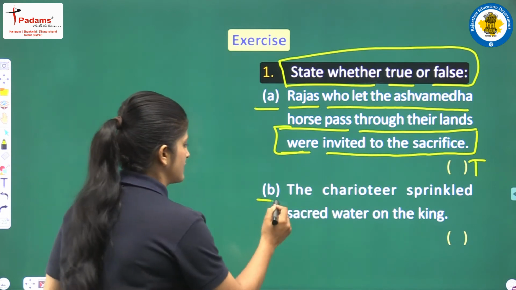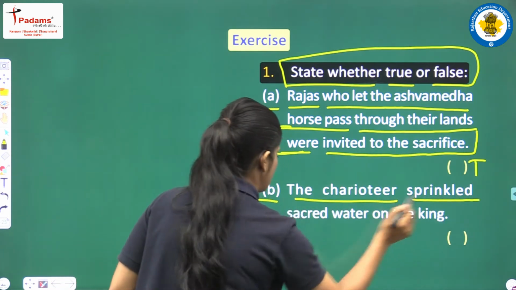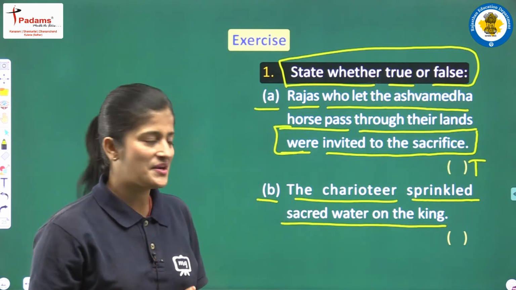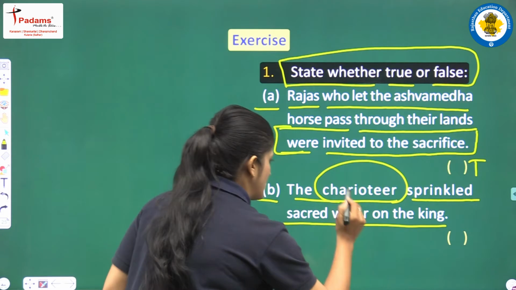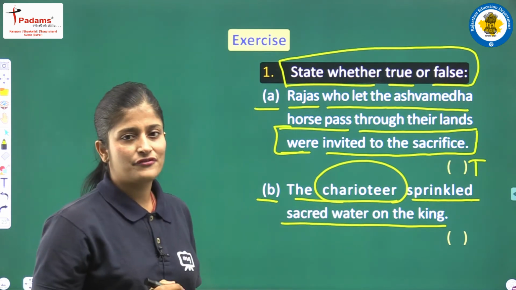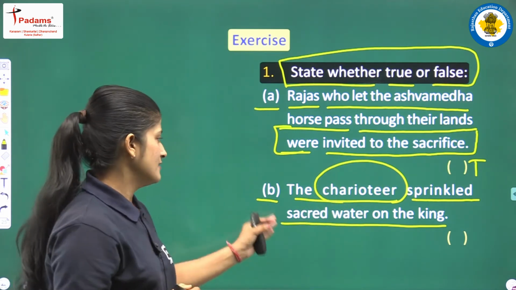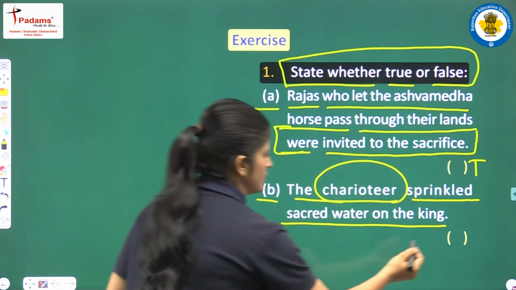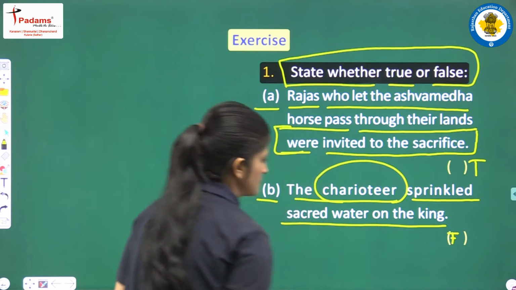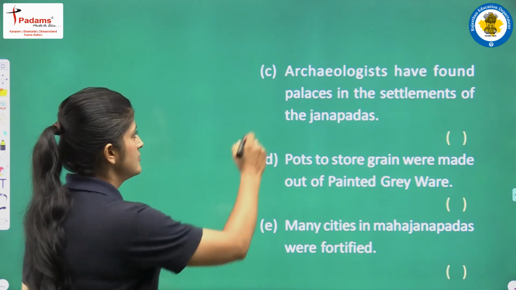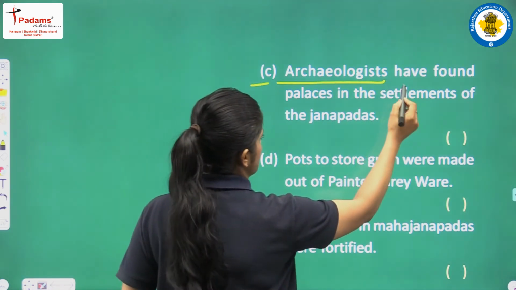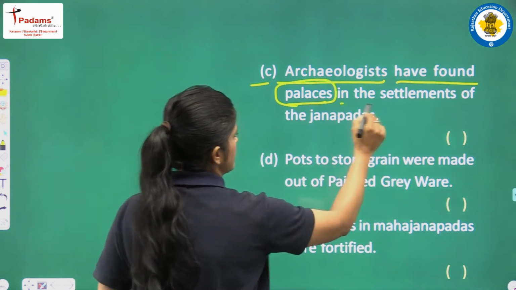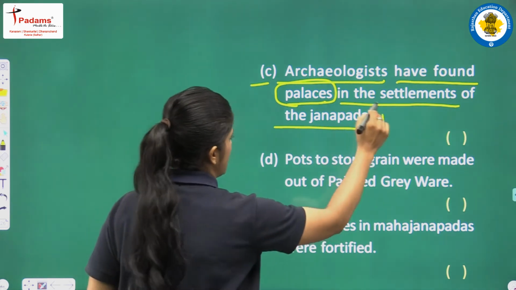Next, the charioteer sprinkled sacred water on the king. Really? No, it is wrong, because the charioteer was the companion of the Raja in battle, but the priest sprinkled sacred water on the king. So it is false.